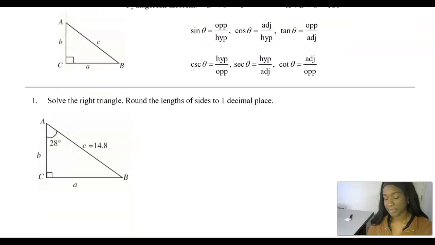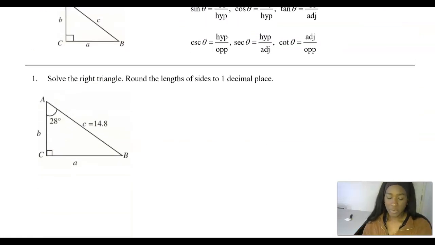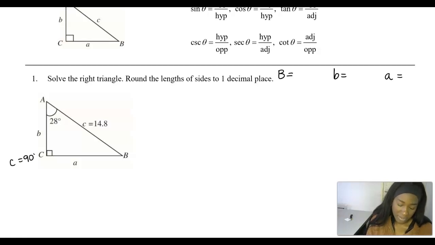that is opposite that. So starting with example 1, we want to solve this right triangle. Solving the triangle means finding all of the missing values that we were not given. So in this problem, we were not given capital B, and we were not given lowercase b, and we were not given lowercase a. Note that we do know that capital C is definitely 90 degrees.